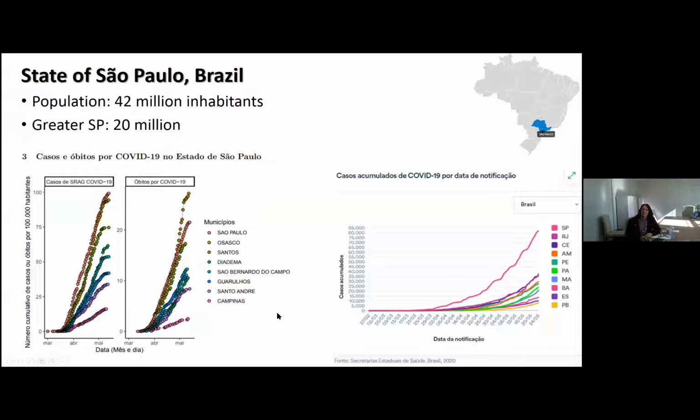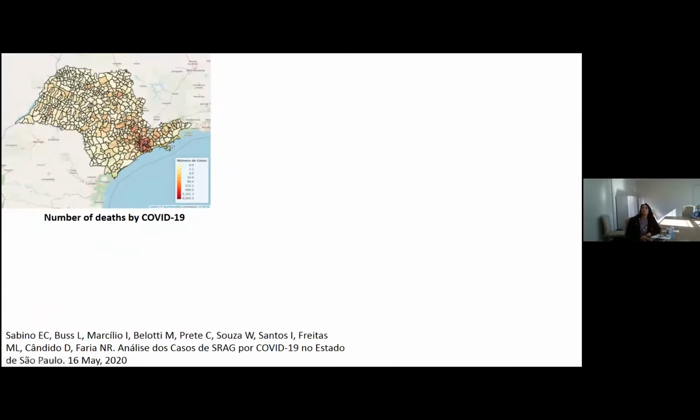And here we can see the state of São Paulo, the most affected state in Brazil. If you look clearly, we have a worry about subnotification of cases. If we look at just the number of deaths by COVID, you can see that the greater São Paulo, the capital and the cities around it, are the most affected.